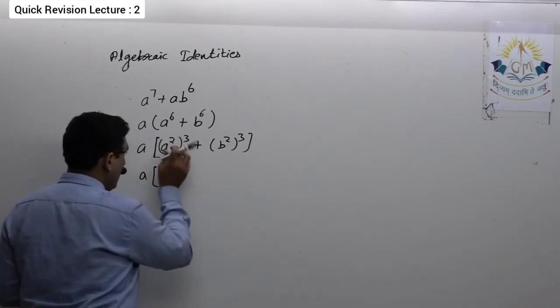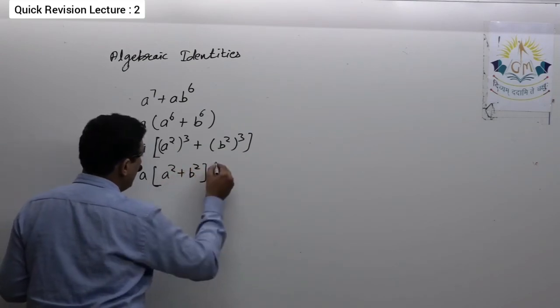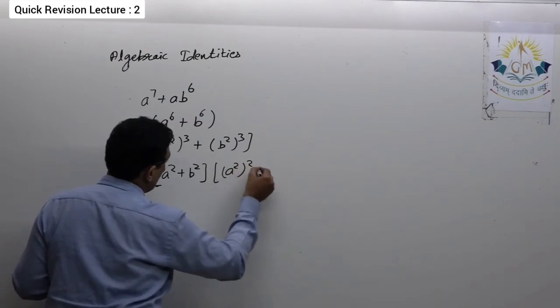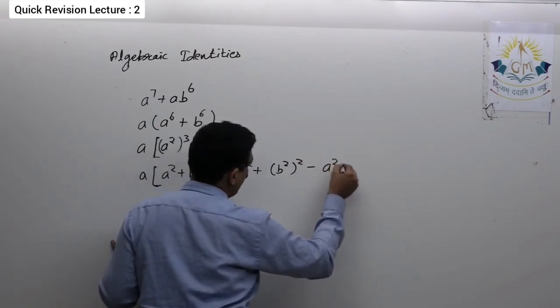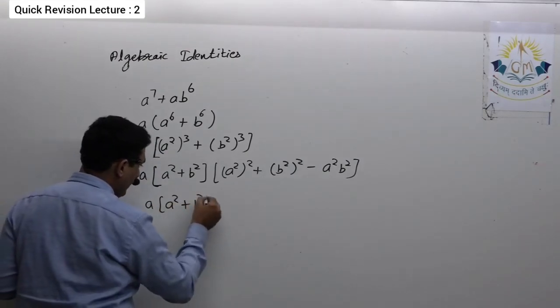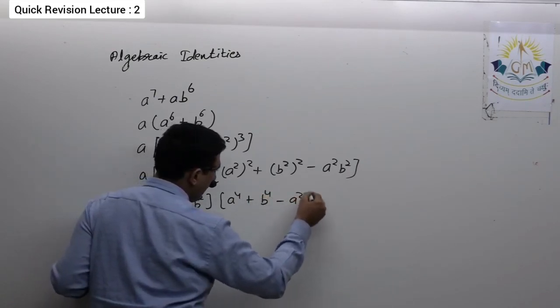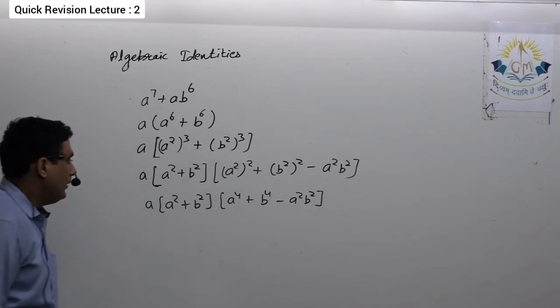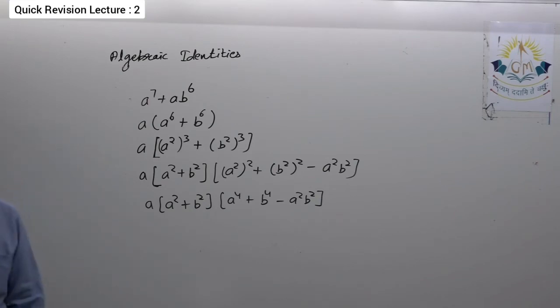So now, a cube plus b cube is a plus b. So I do write a plus b. Then a square plus b square minus ab. So ultimately the factors are a square plus b square, from here a raised to 4 plus b raised to 4 minus a square b square. Okay, so these are the factors. So note it down, then we'll see the next question.